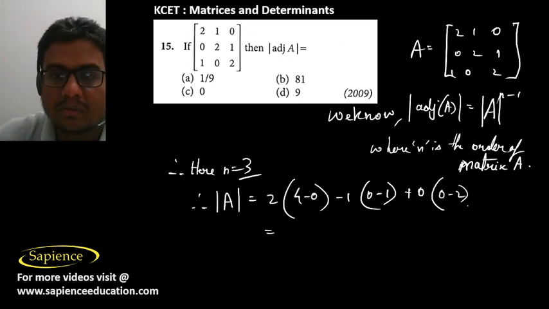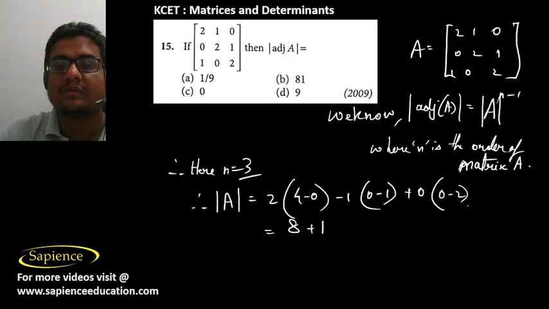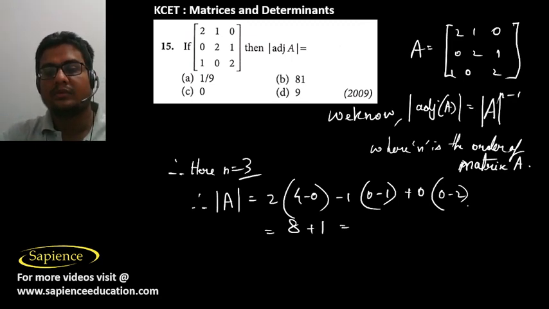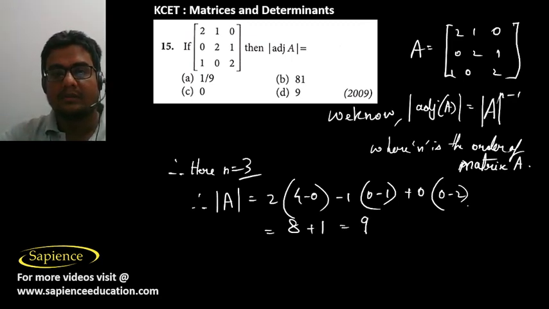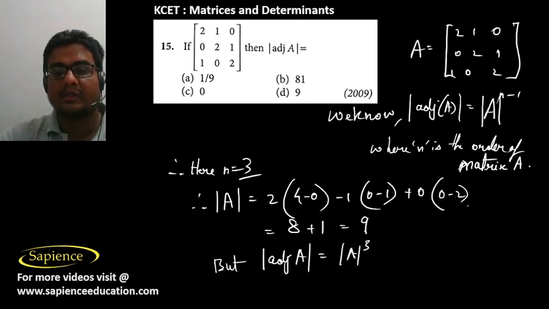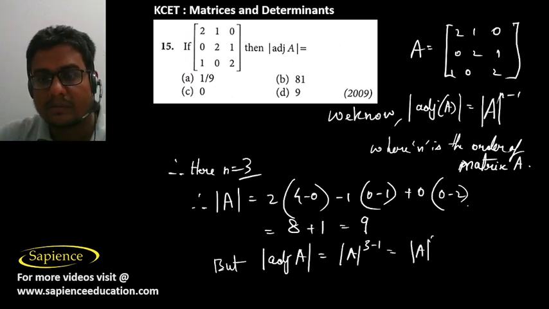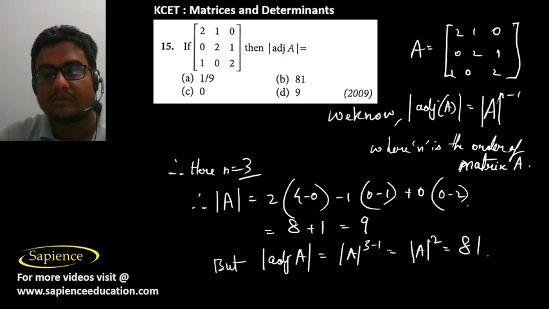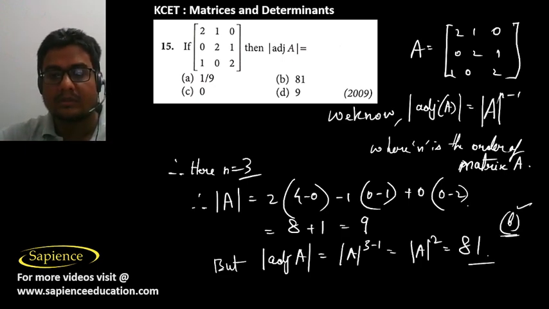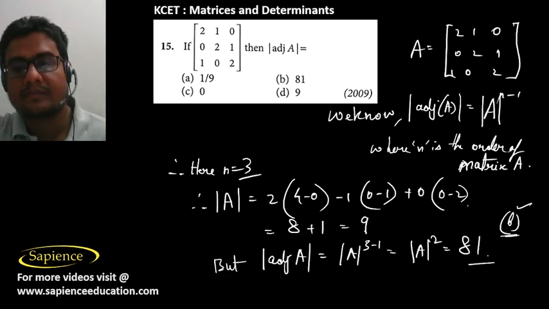So this will be equal to 8 plus 1, that is equal to 9. So the determinant of A is equal to 9, but we have to find the determinant of adjoint of A. That will be equal to the determinant of A whole power 3 minus 1, which is the determinant of A whole square, which is equal to 81. So 81 is the answer. So option B is the correct answer.